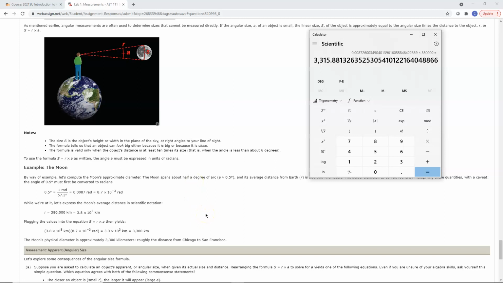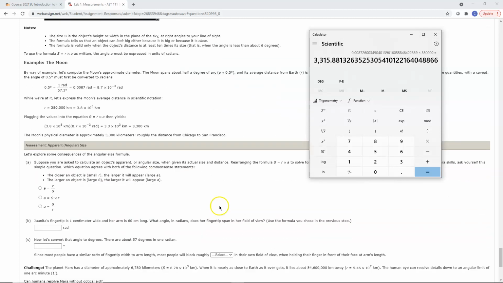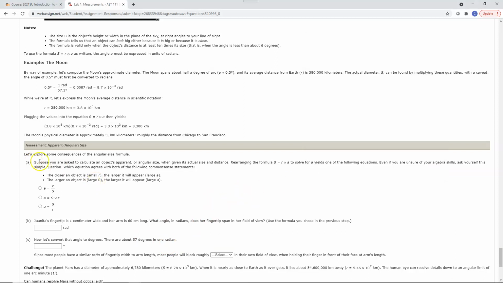So we did that, and we've gone through and gotten that information out of there, and we got that number to show up. We did the same thing here with Juanita's, and we're going to look at our different formulas that we have here. If we want to look at how the numbers work, rearranging that to solve for a number yields a few different equations. When you look at the object, the closer an object is, the small r, the larger it will appear, a large A. The larger an object is, a large S, the larger it will also appear, a large A.